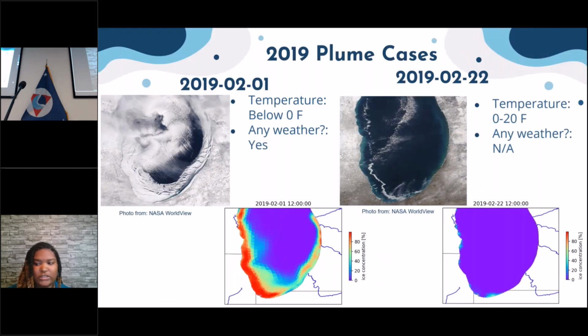Now, 2019 is where things get a little bit more interesting. On the 1st of February, temperatures were below zero, and you can see that there was a weather event. There was also an increase in ice cover, with over 80% of ice cover shown by the model. And the 22nd also had low temperatures throughout the day, and in some places you can see about 20 to 60% of ice cover and a little bit of areas on the coast.